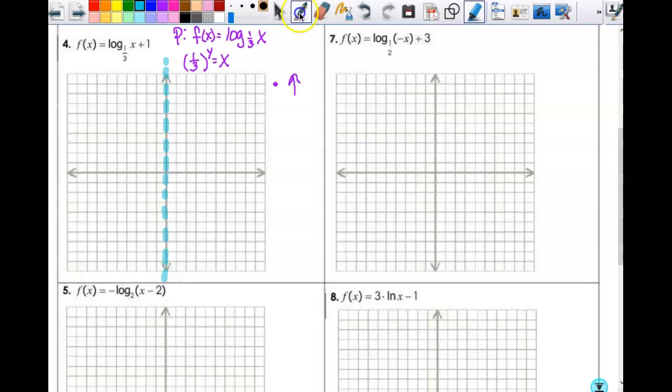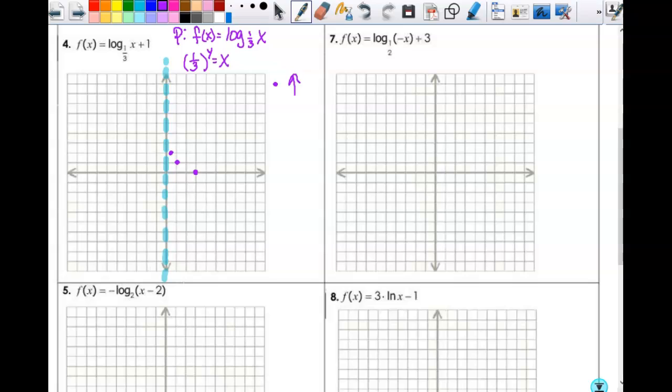Okay, so then I work from my parent function. For the parent function, when y is -1, what is x? 3. 1, 2, 3. Then I do my transformations. I go up 1. Boom, I'm right there. Still got to do the transformation. So when y is 0, what is x? 1. And then I go up 1. When y is 1, what is x? 1/3. And then I go up 1.